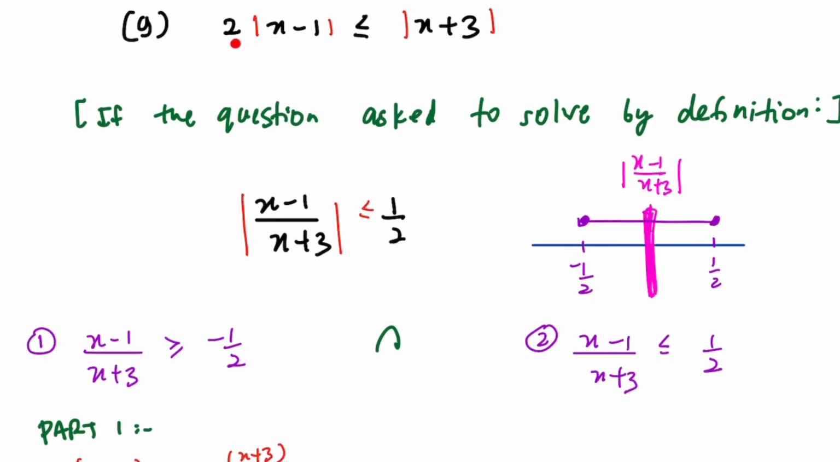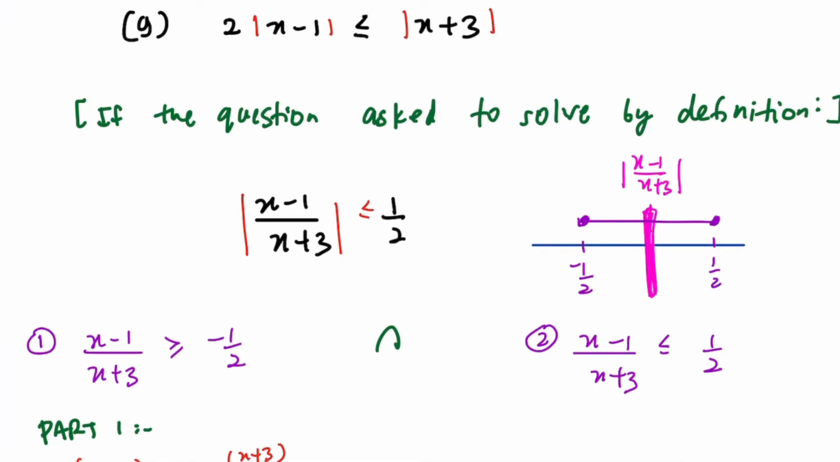The first question is: 2 modulus of x minus 1 less than or equal to modulus of x plus 3. If the question asks you to solve by definition, you need to open up the definition. First, you must make sure one side is modulus and the other side is a number. This one here is modulus, so bring it to this side. Just divide it here. You can do that with no problem because it won't change the sign, as this is positive. And for the number 2, you can bring it to the other side, so it becomes 1 over 2. You won't change the sign also because 2 is positive. So now we are settled, one side modulus, one side number.